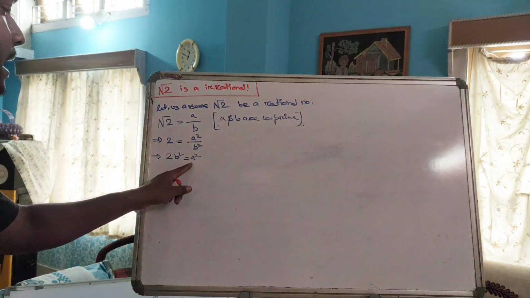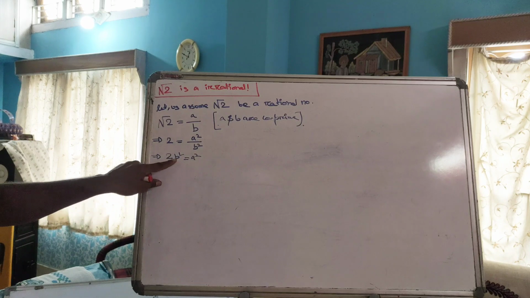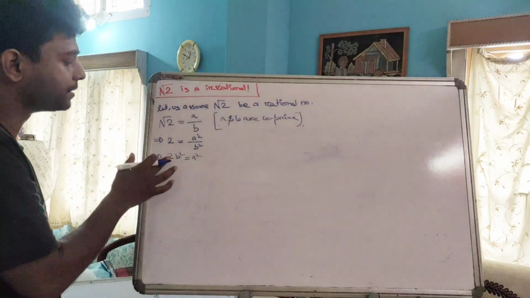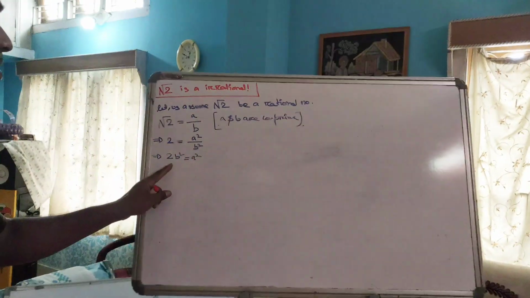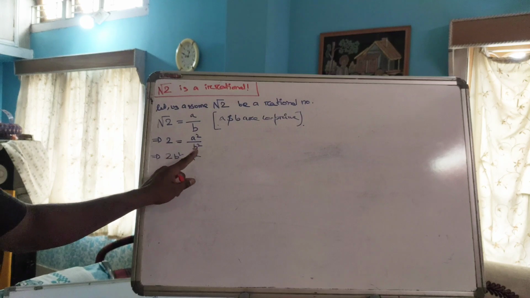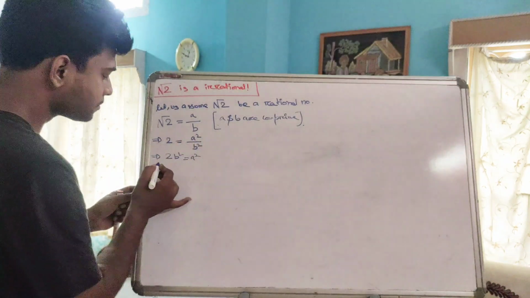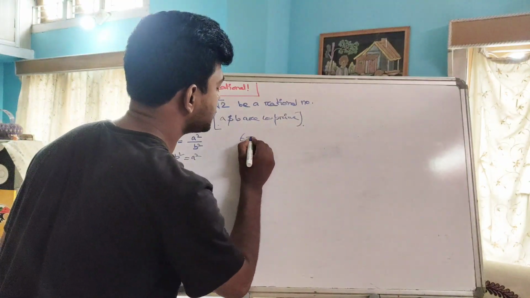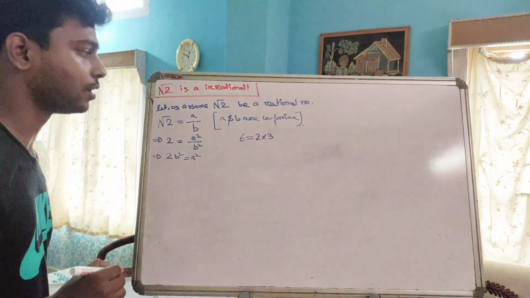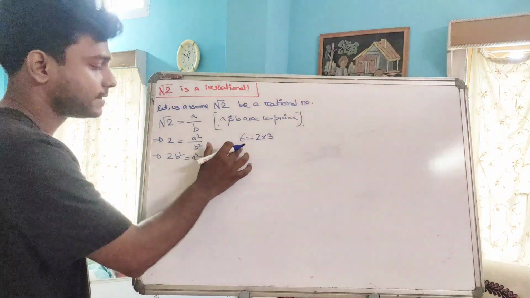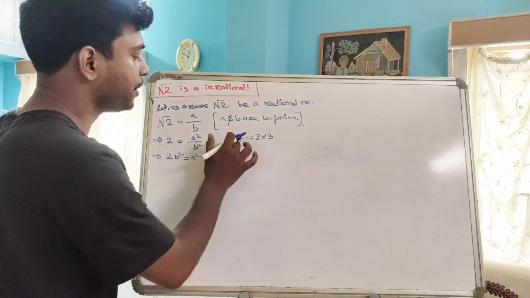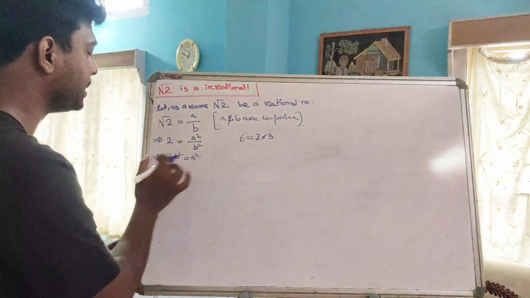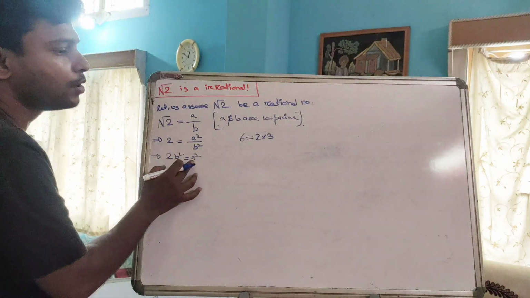So now what do we see here? a squared can be written as 2 times some integer. Yes or not? Here a squared is written as 2 times some integer, which means that 2 divides a squared. Let me clear this idea with the help of a simple example. Let's say we can write 6 equals 2 times 3. This means that 2 divides 6. If we can write 6 equals 2 times 3, that means that 2 divides 6. So with the same argument here, 2 will also divide a squared.